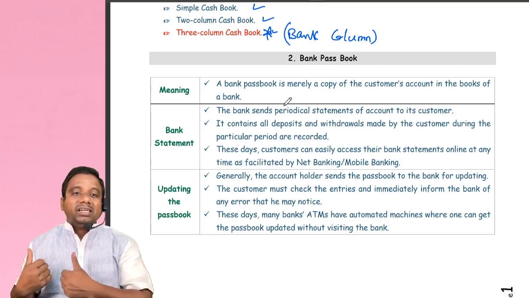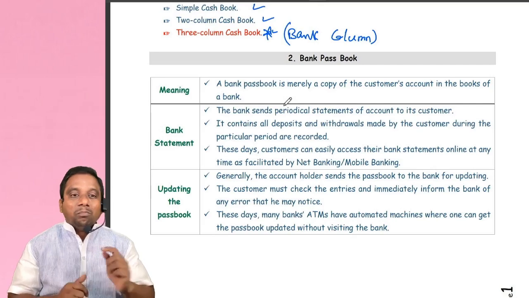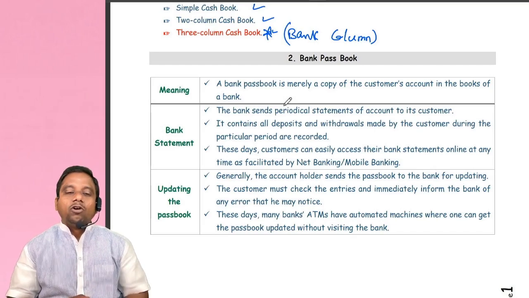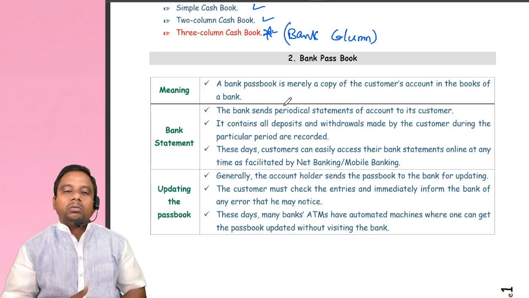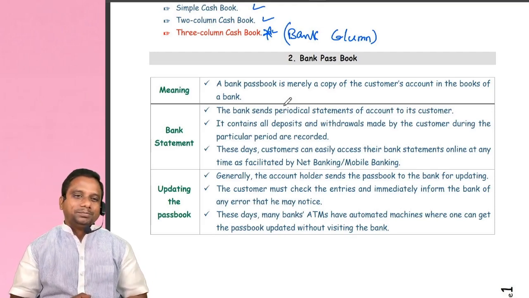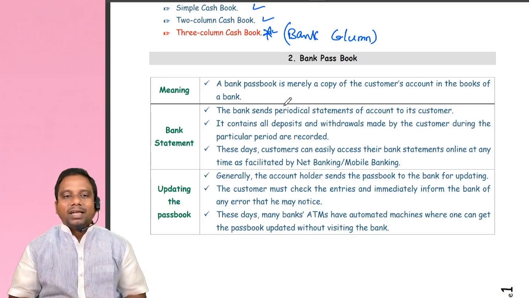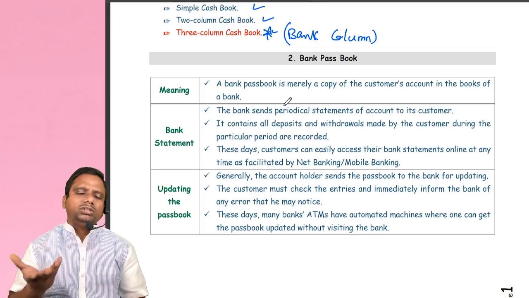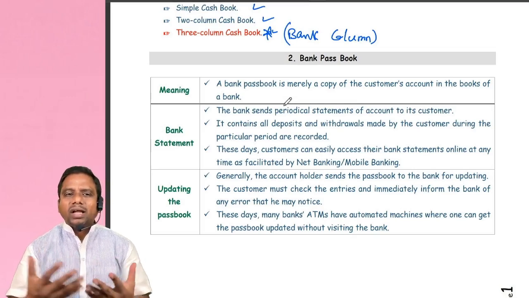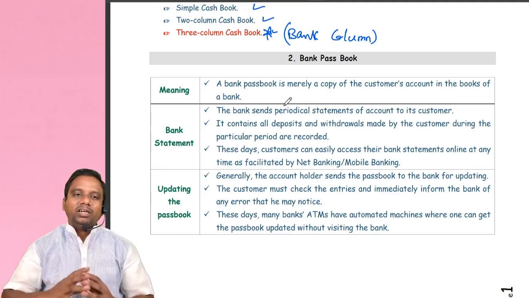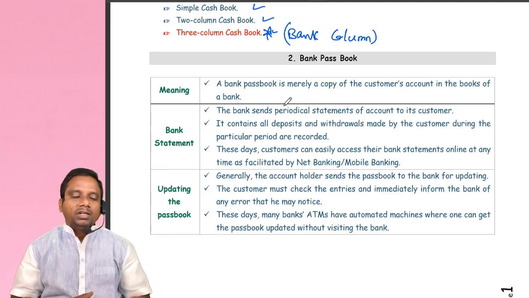In our books we are maintaining a bank account, which is nothing but a ledger account. The bank also maintains customer accounts, which are also ledger accounts. So the bank is giving you a copy of your ledger account in the books of the bank in the form of a small book, that is the bank passbook. It is updated from time to time, but nowadays nobody cares about the passbook. Why? Because everybody is using a mobile application or internet banking. Through internet banking or mobile application you can download the bank statement. Bank passbook and bank statement both serve the same purpose. It contains all the transactions with the bank.